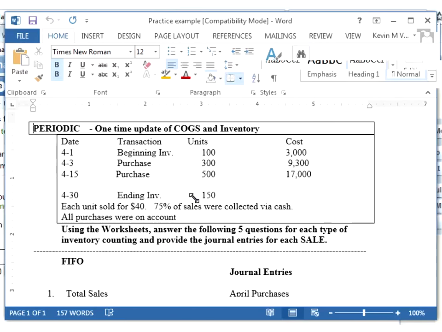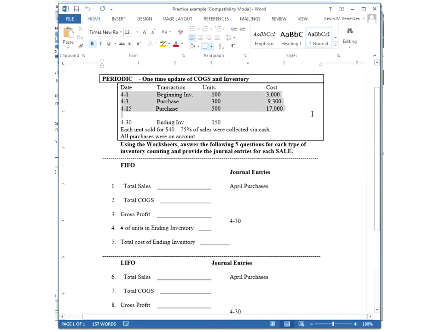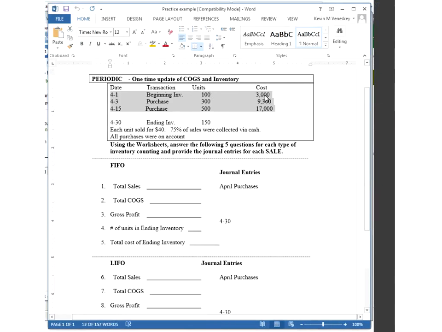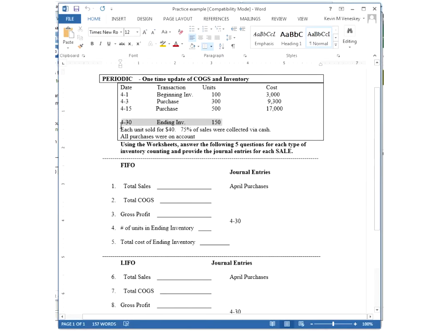Here's my practice example. I have some different dates happening here: what we started with for the beginning of the month, and then some purchases that I made. And then at the end of the month, what I had left. Notice I don't have a cost here because that's going to differ depending on what method I use. I then tell you that each item sold for 40 bucks a piece, and 75% of all of our sales were made via cash.